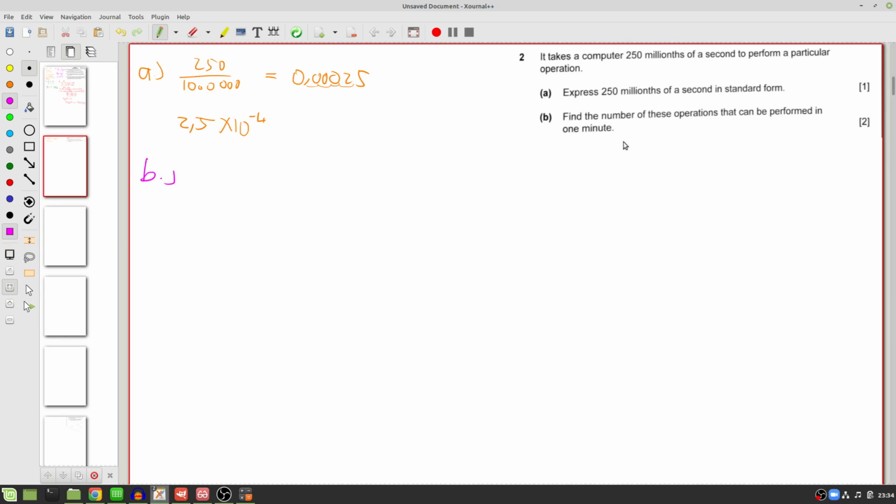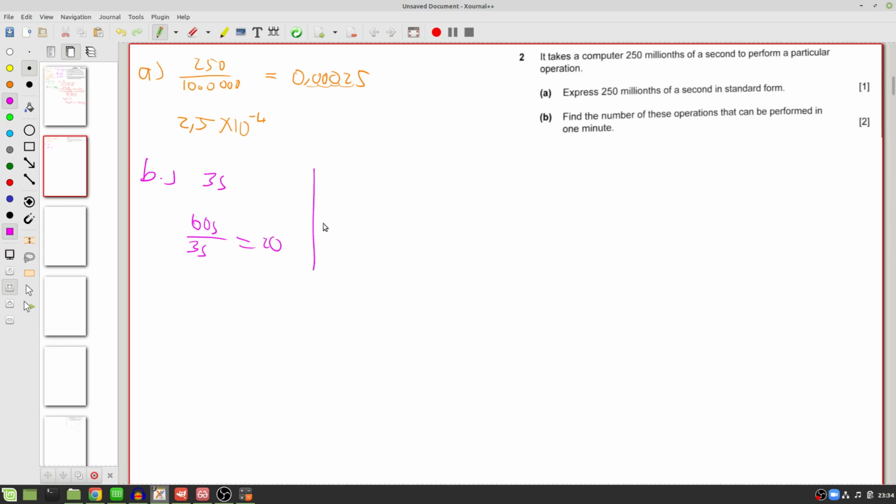Question B. Find the number of these operations that can be performed in 1 minute. Okay, so now, because this is such a funny number, let's first work with an easier number. Let's say it took a computer 3 seconds to perform an operation. And they ask us how many operations can be performed in 1 minute. How would we do that? Well, we'd say a minute is 60 seconds, and we divide that by how long each operation takes, and then we see we can do 20 operations in 1 minute.